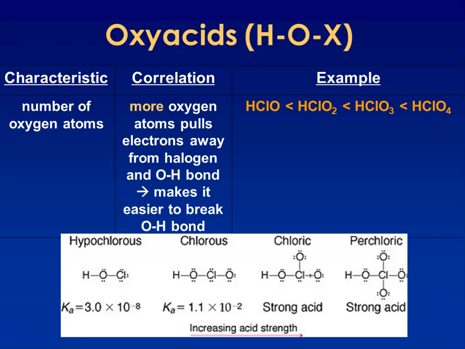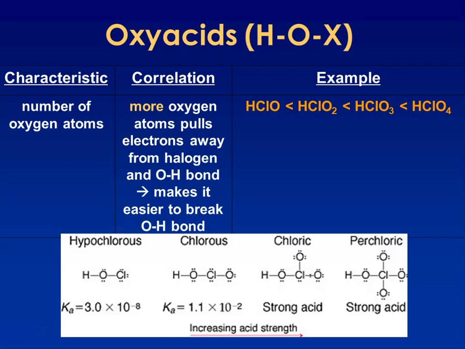So additional oxygens are going to help to polarize that bond, pull the electrons away, and make it easier to break it. So we see in these examples here, HOCl or HClO is going to be the weakest of these four oxyacids. And then HClO4 is one of our six strong acids. HClO2 is going to dissociate more than HClO, and HClO3 is going to dissociate even more than that. But the only one that's going to completely dissociate is the one that has the four oxygens attached to the chlorine atom.